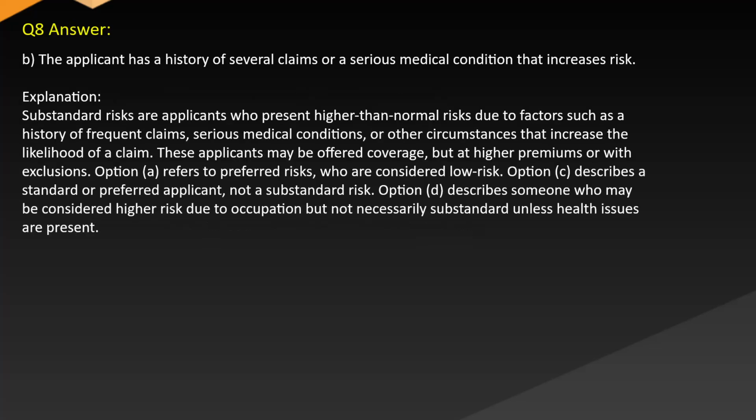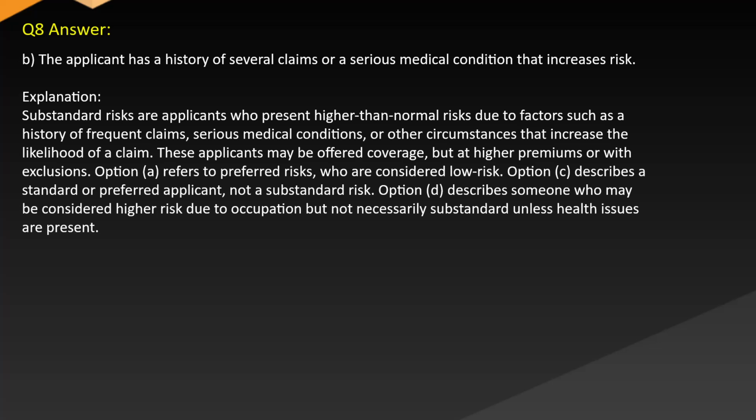Answer: B. The applicant has a history of several claims or a serious medical condition that increases risk. Explanation: substandard risks are applicants who present higher than normal risks due to factors such as a history of frequent claims, serious medical conditions, or other circumstances that increase the likelihood of a claim. These applicants may be offered coverage, but at higher premiums or with exclusions.